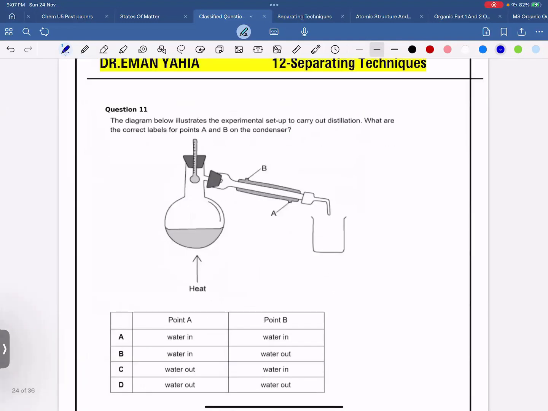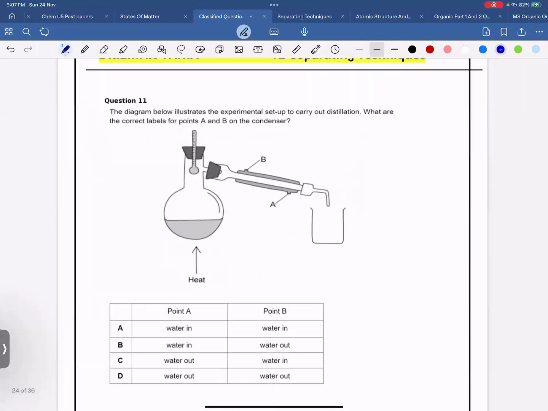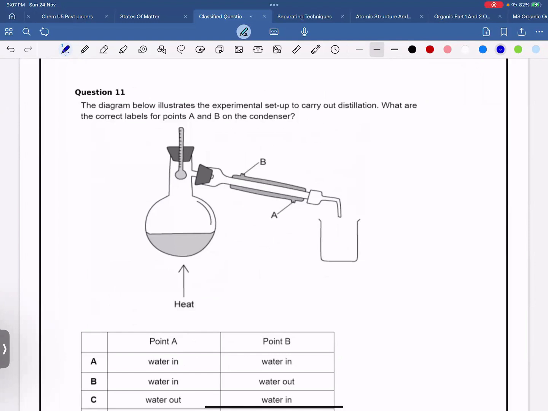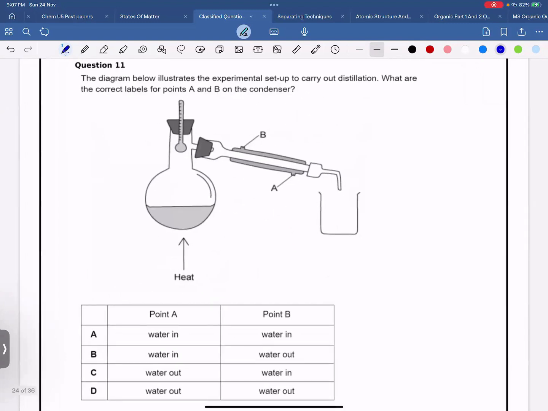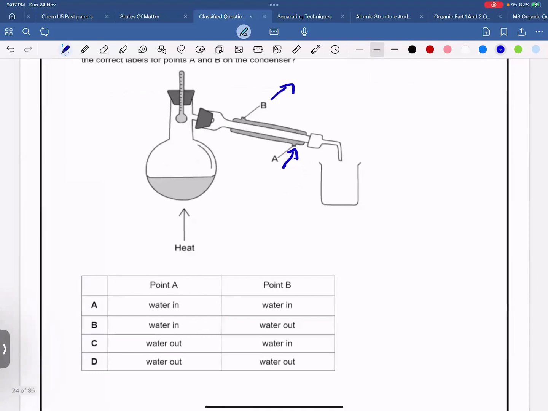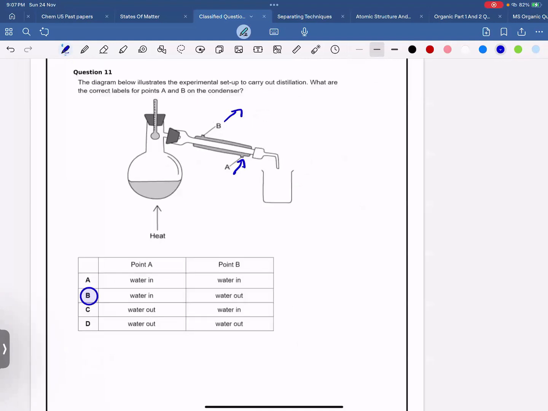Then question number 11. The diagram below illustrates the experimental setup to carry out distillation. What are the correct labels for points A and B on the condenser? So A is water in. Remember, water goes in from the bottom and out from the top. So A is the water in and B is the water out. To be sure, the condenser is full with water, no air bubbles.